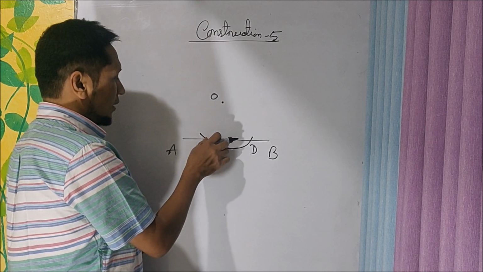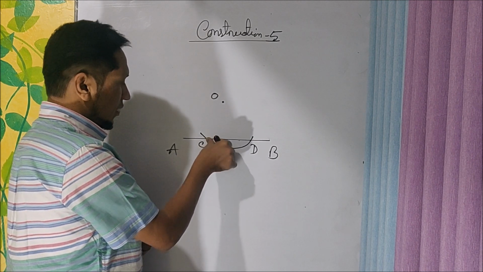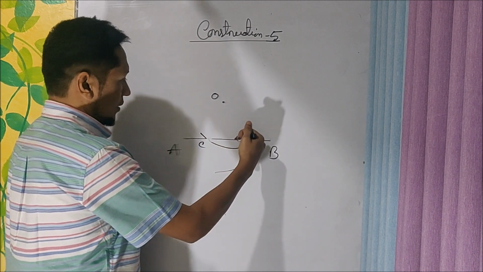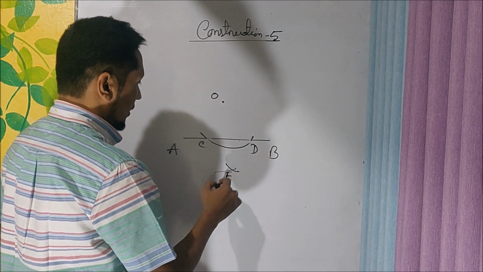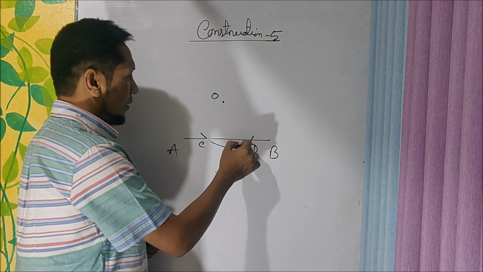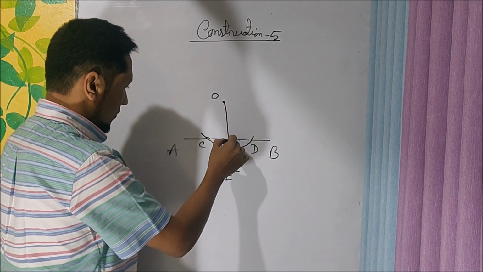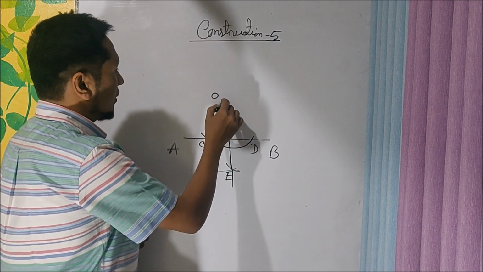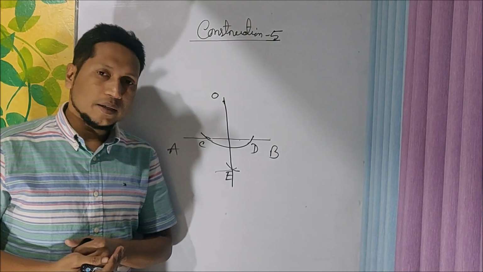Okay, so centering at C and D and taking radius equal to CD or more than half of CD, we draw two arcs such that they meet at the point E. Suppose they meet at the point E. Now we will join OE. Then OE will be perpendicular on AB.